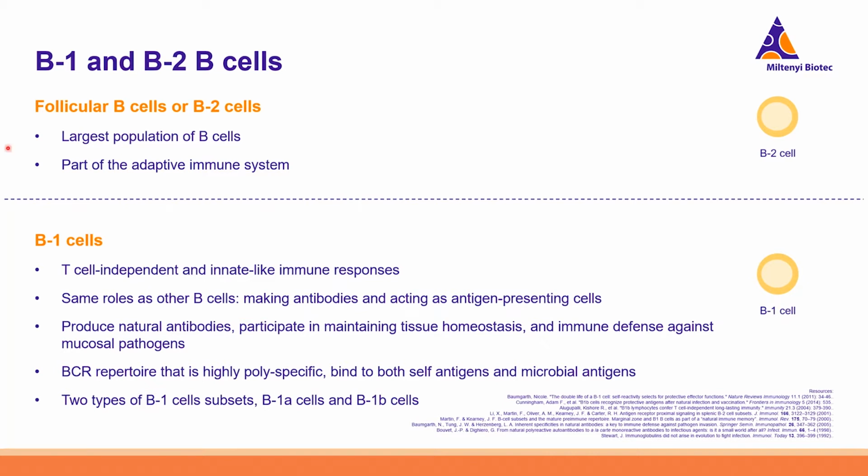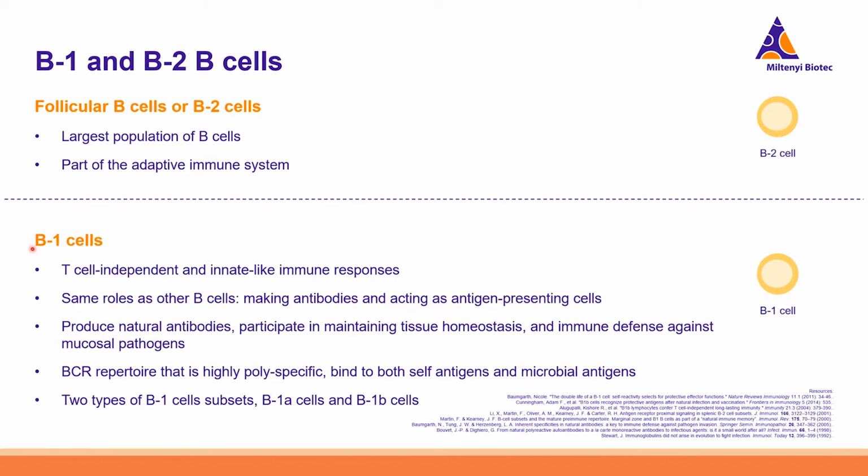So we have the follicular B cells. These are the general B cells. When we talk about B cells, these are the B2 cells that we are talking about. It's the largest population of B cells, and it is a part of the adaptive immune system.